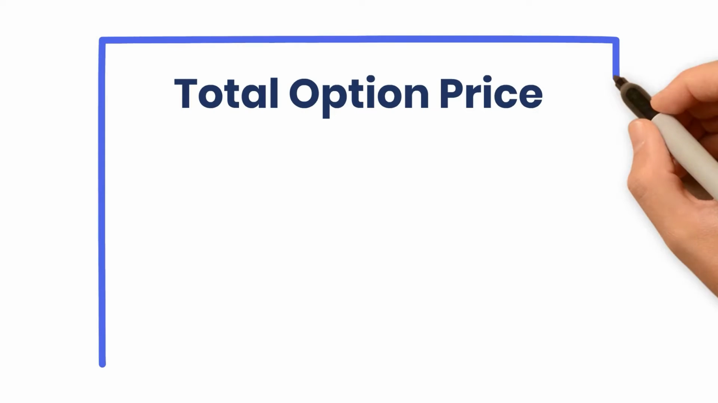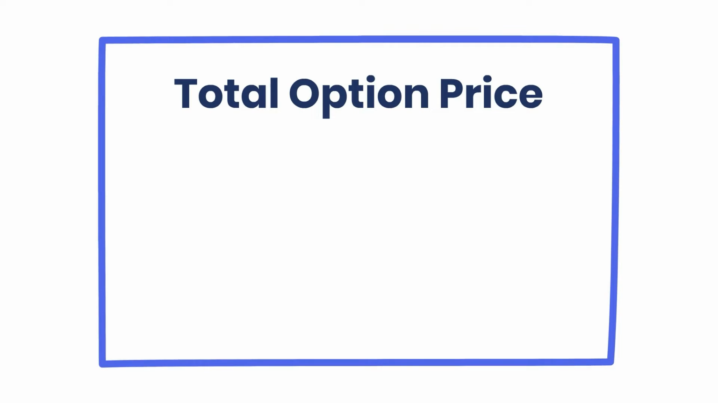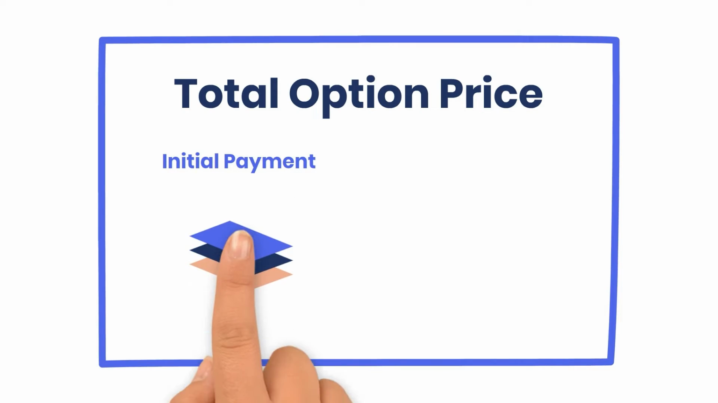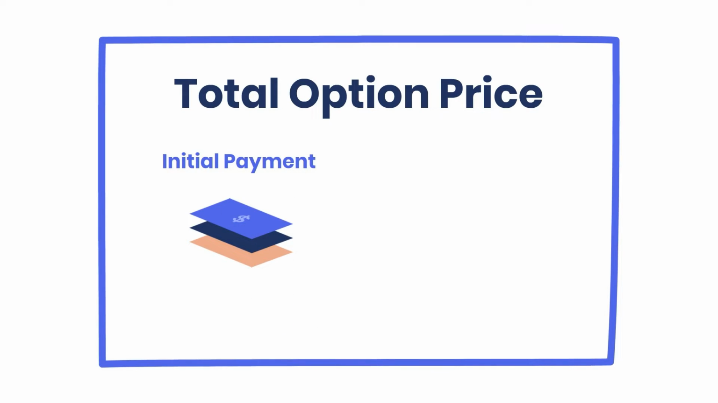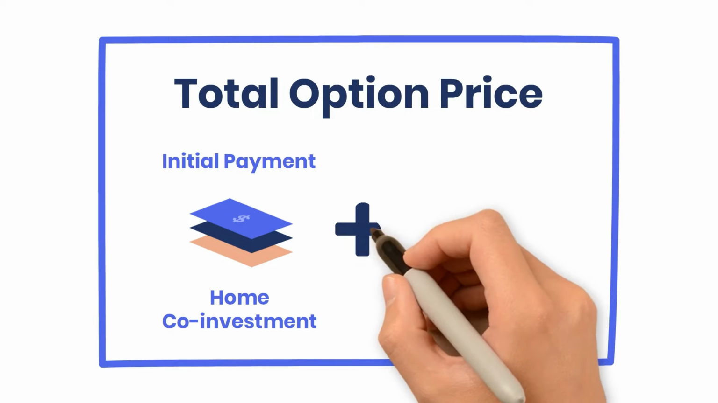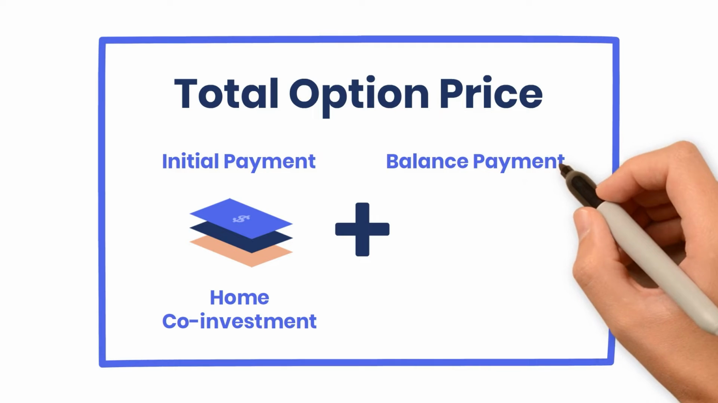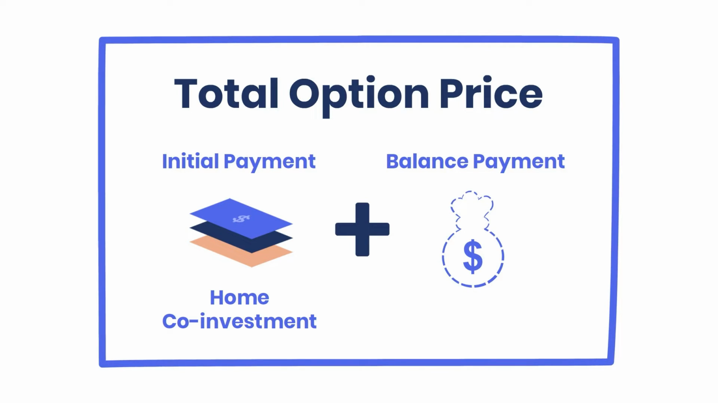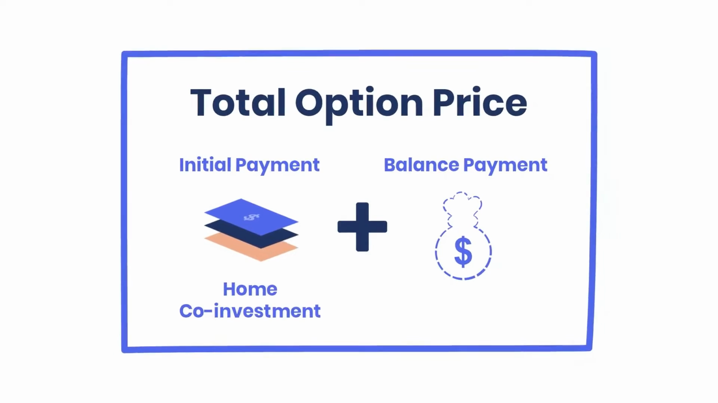The total option price is paid in two parts. The first part is the initial payment, the money we give you at the beginning of your agreement. That's also known as our home co-investment. The second part is called the balance payment. That's what we will still owe you at the end of our agreement in order to exercise our option and receive our percentage of your home's value. We'll show you how that works a little later.